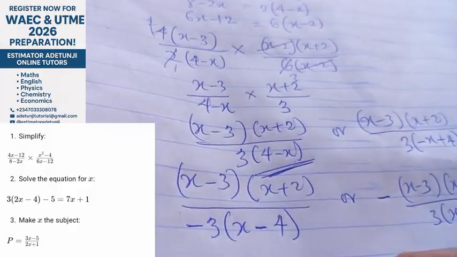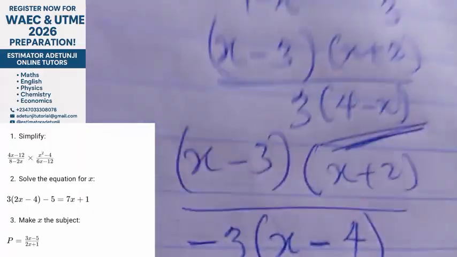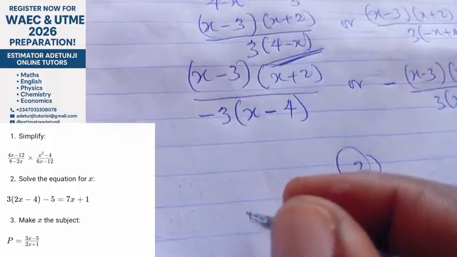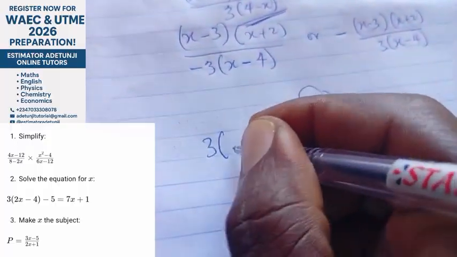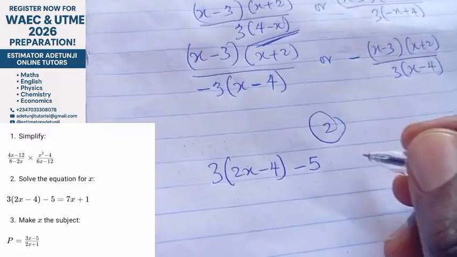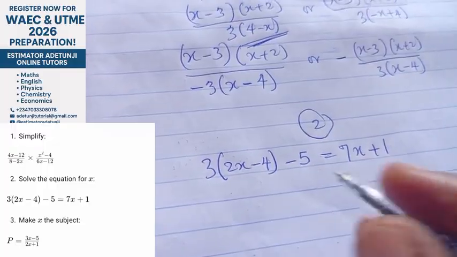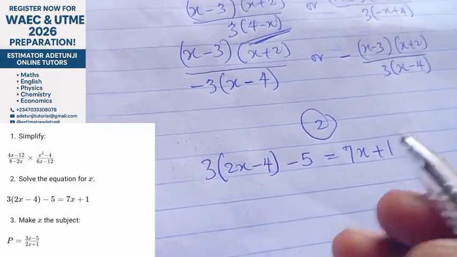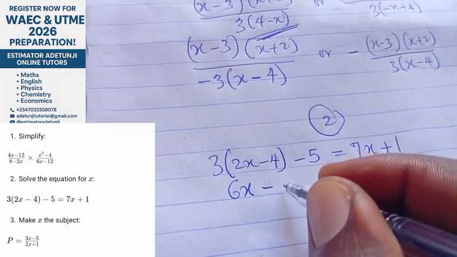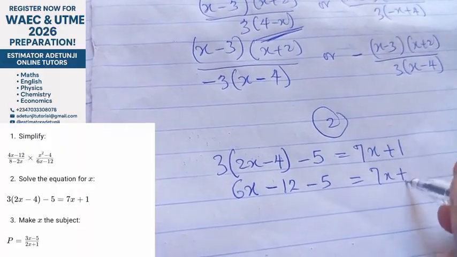I move to question number 2 that we can see on the screen. It's also a question on algebra, but this question is on the algebra equation. We have 3 into bracket 2x minus 4, minus 5 equals 7x plus 1. The first thing you do is open your bracket so that the expression will be reduced. I have 6x, and 3 times minus 4 gives negative 12, minus 5 equals 7x plus 1.